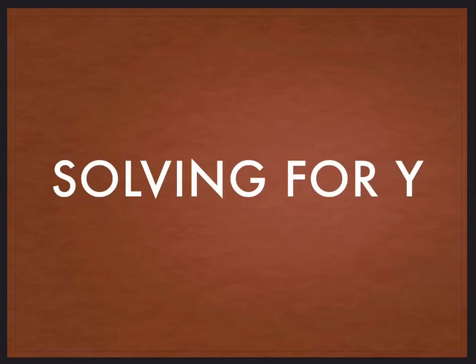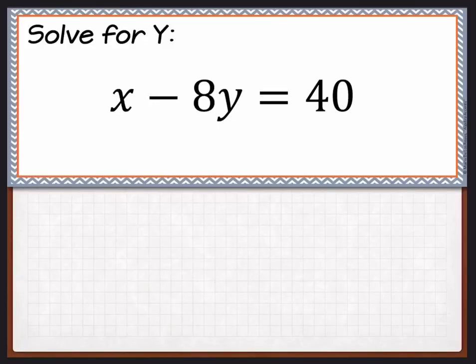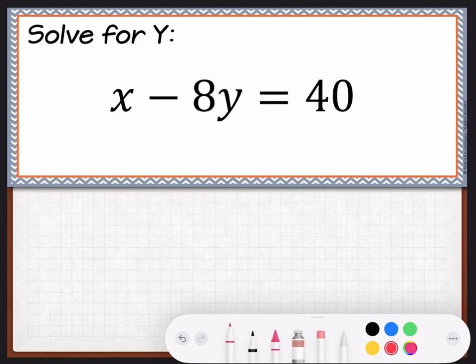Today we will be talking about solving for y. X minus 8y equals 40. To solve for y, first start by drawing a line down the middle of your equation.